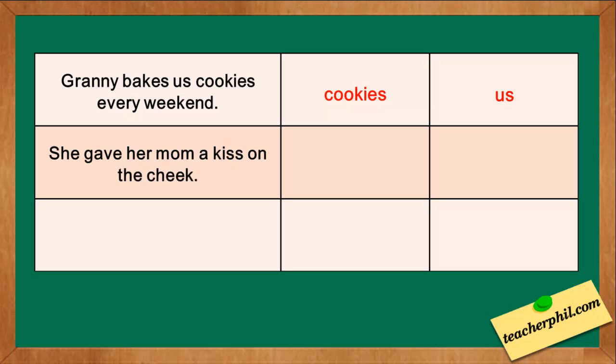The fourth one, she gave her mom a kiss on the cheek. The direct object in this sentence is kiss. And the indirect object is, of course, her mom. The last one, I wrote my best friend a letter.